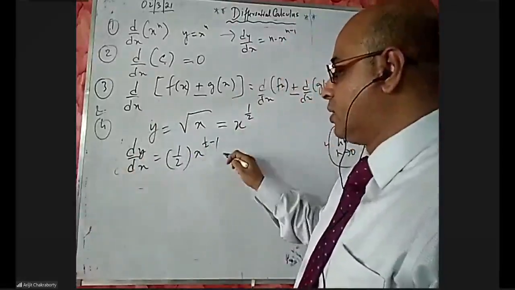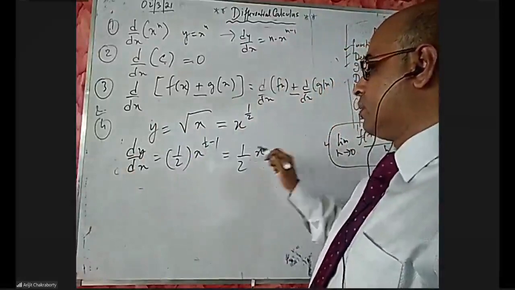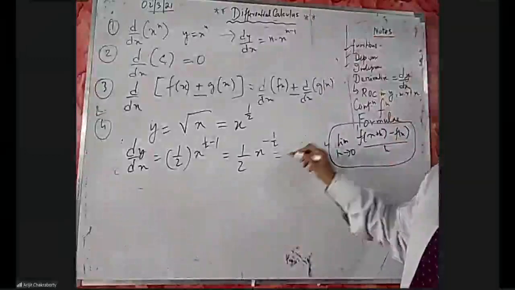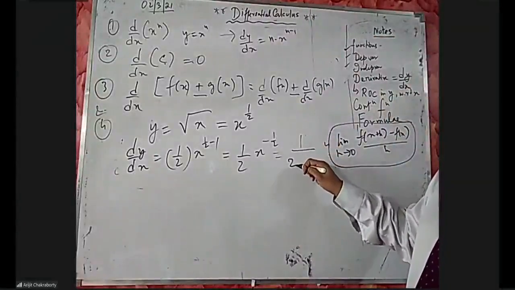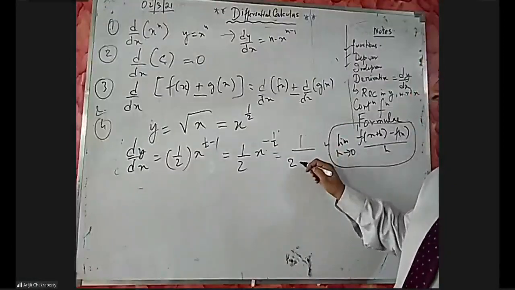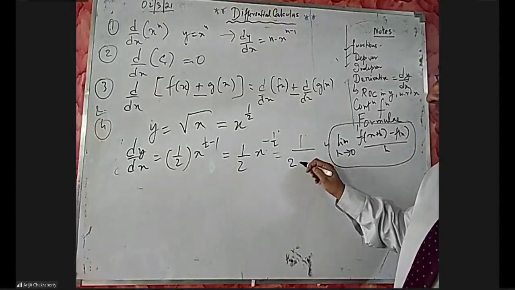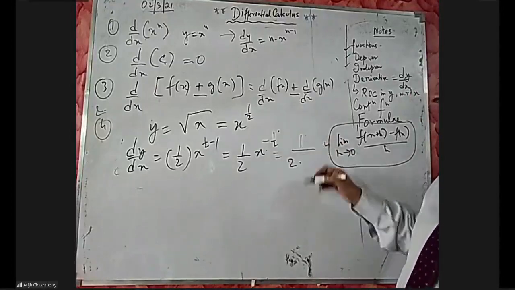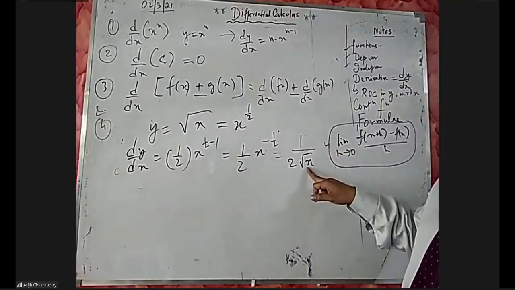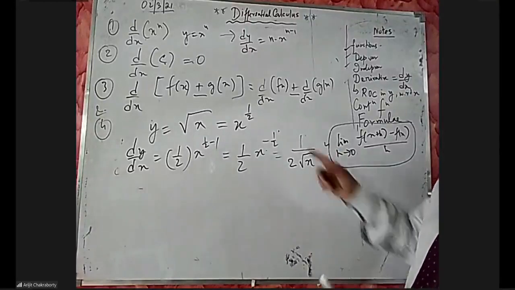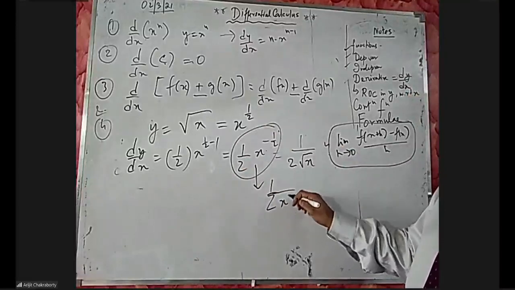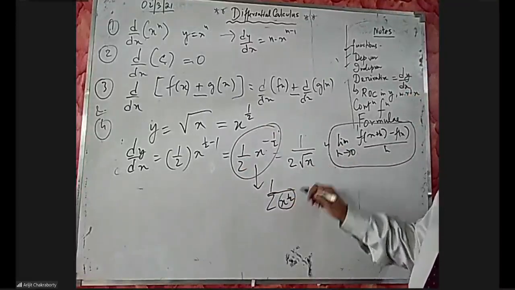Half minus 1 is minus half. So this is half into x to the power minus half, which is equal to 1 by 2. X to the power minus half means 1 by x to the power half. So you can leave it this way, or you can write 1 by 2 into square root of x. Because the half stays, and in the denominator it becomes x to the power half. X to the power half is square root of x.